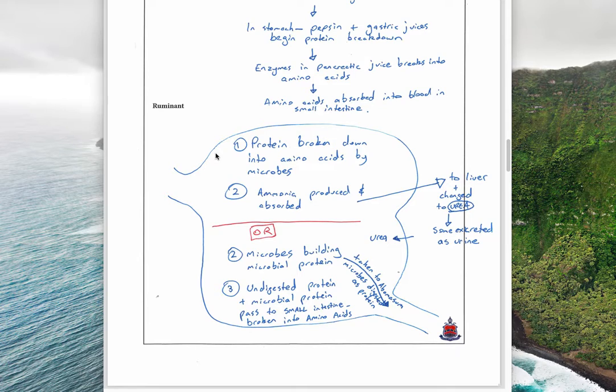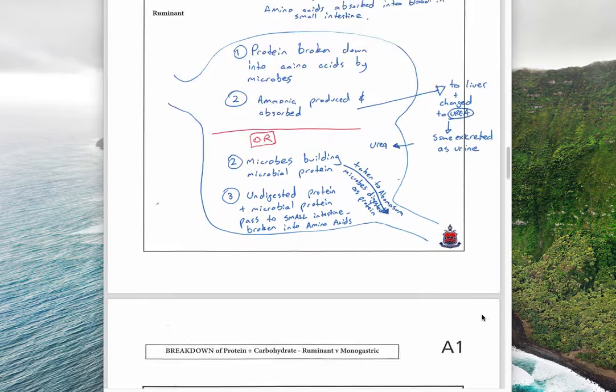With a ruminant, it's a little bit more complex. There's a few steps. So protein can be broken down into amino acids by microbes. Ammonia is then produced and absorbed. Sometimes some of it goes to the liver and is changed to urea, and some is excreted as urine. Some of it's reabsorbed back into the rumen, and microbes can actually eat this urea and they build microbial protein. And so these microbes then go on to the abomasum where the microbes themselves get digested and are a form of protein. And then lastly, any other protein that hasn't been digested by this stage passes to the small intestine and gets broken down into amino acids.